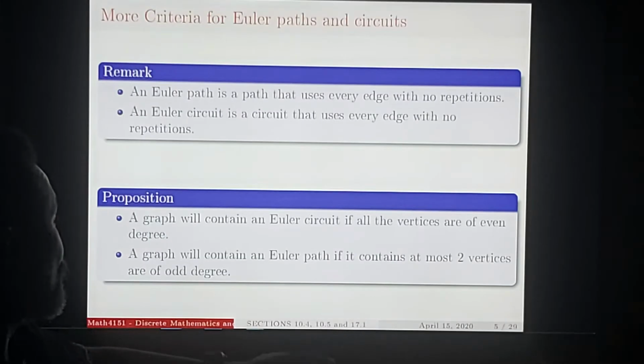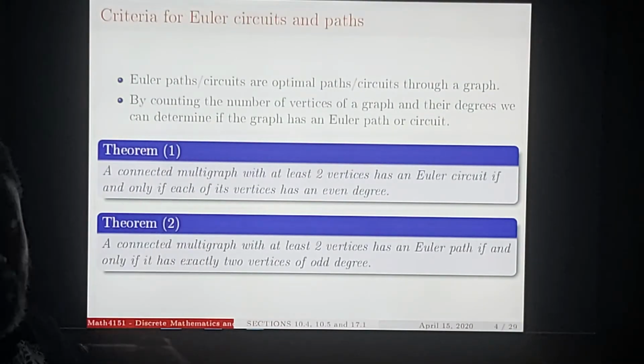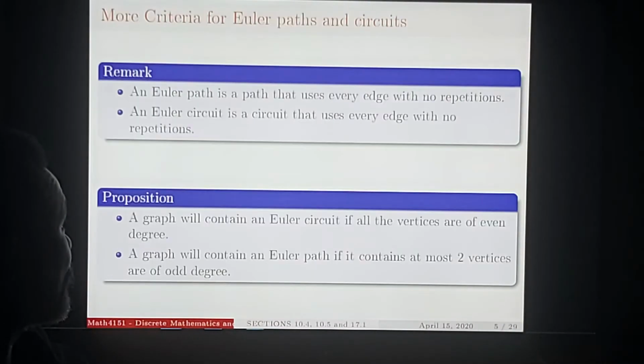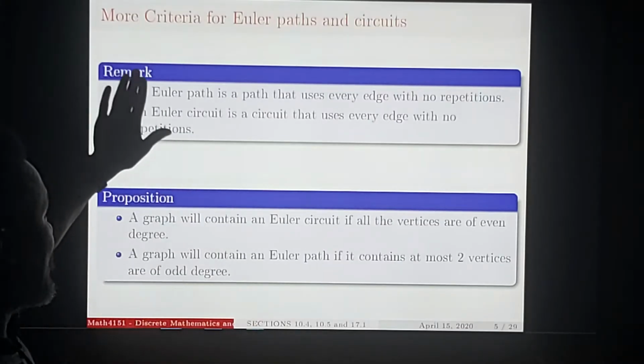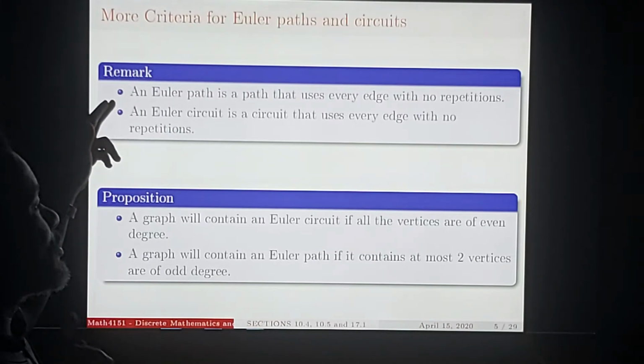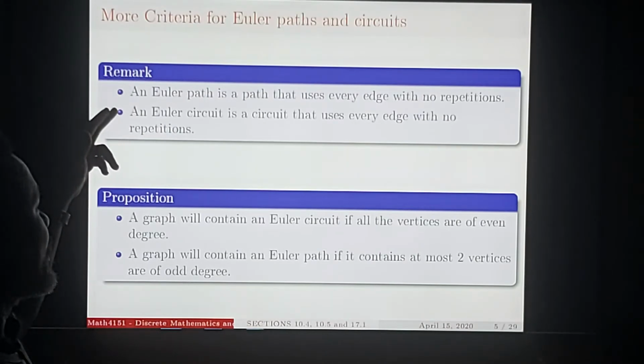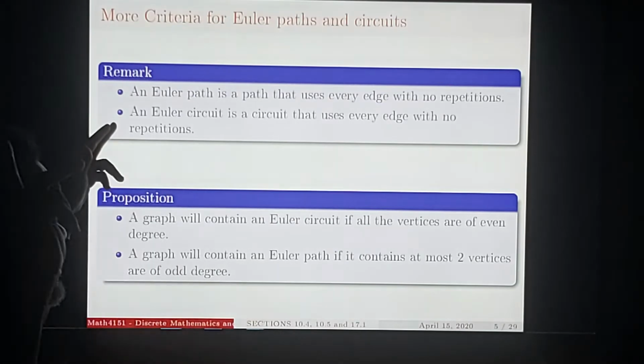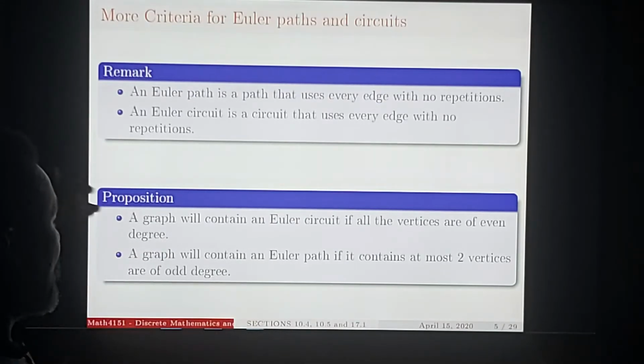Now, what happens if the graph is not a multigraph? It's simple. In that case, we relax the results a bit. Here I just give you a remark: an Euler path is a path that uses every edge with no repetition. We're just repeating ourselves. And a circuit uses every edge with no repetitions.